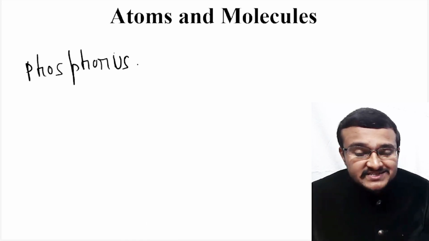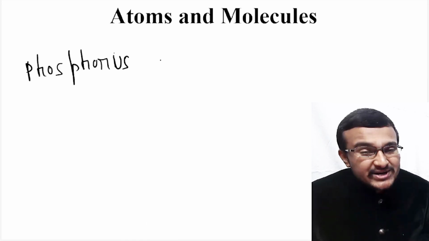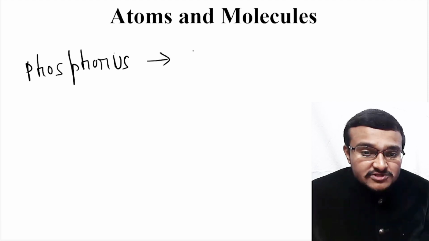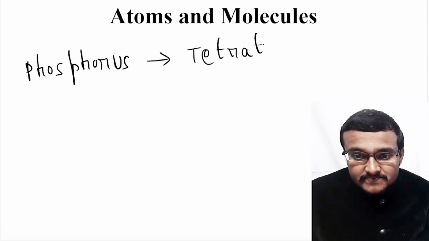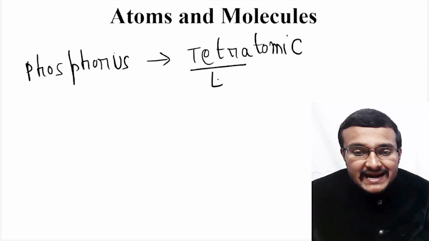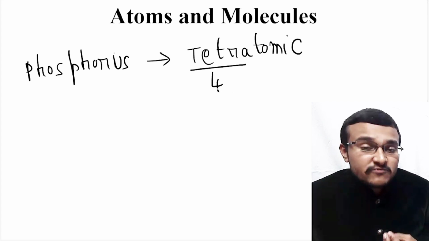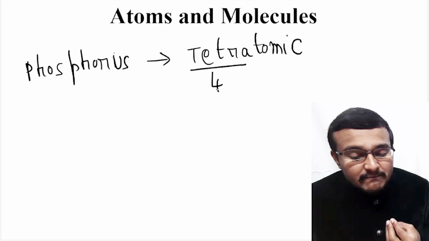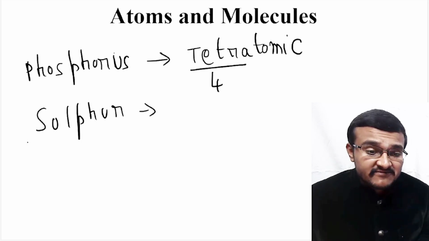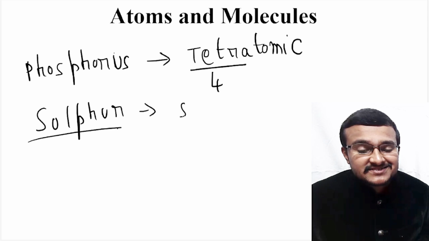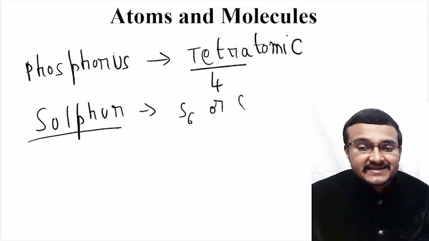If you consider phosphorus as an example, phosphorus also cannot exist as a monoatomic. Phosphorus exists as a tetraatomic molecule. So what do you mean by tetraatomic? 4 atoms will be combining together. So 4 phosphorus atoms will be combining together to form this phosphorus. If you consider sulfur as an example, sulfur exists as S6 or S8 in nature.